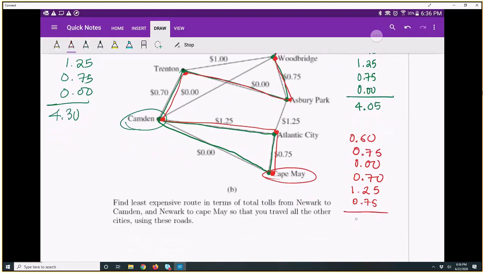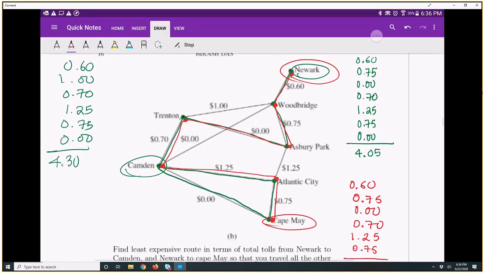This is also 405 because it's exactly the same trip that we took here, except the cost to go from Cape May back to Camden is $0 here. On the previous slide, we saw that it's something like 85 miles, but there's no toll road there, so it's not costing us anything extra.